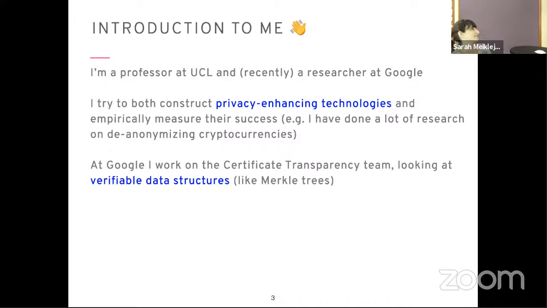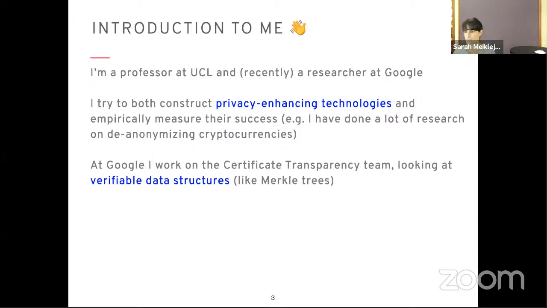I thought I would also just briefly introduce myself, since of course most of you don't know me at all. So I'm a professor, as Francois Xavier said, at University College London. I'm also more recently a researcher at Google. I have quite long-standing research interests in both privacy and, more recently, transparency, and the intersection between the two, how we can achieve both at the same time. This has led to looking a lot at cryptocurrencies, both from the cryptographic constructive angle, but also doing empirical analyses to see how well they achieve their privacy and transparency goals.